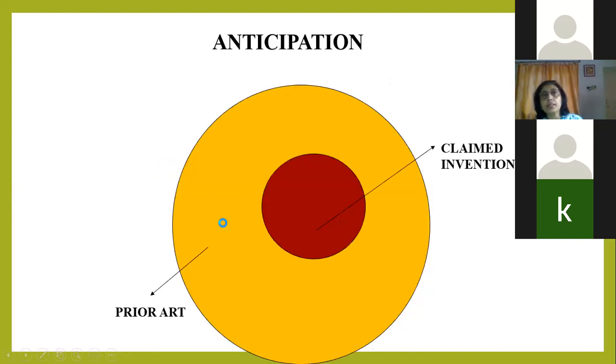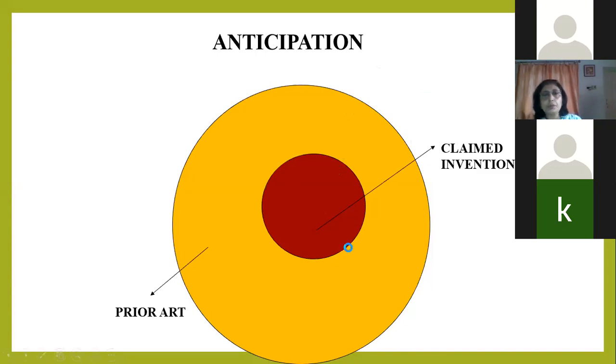On the other hand, if the yellow part is the prior art and your invention is within that prior art, then it is not novel. But consider a situation where this red portion is slightly overlapping. So what you can do during prosecution is chuck off the overlap portion and bring it here so that it becomes novel, but inventive step is a further question which has to be adjudicated later.